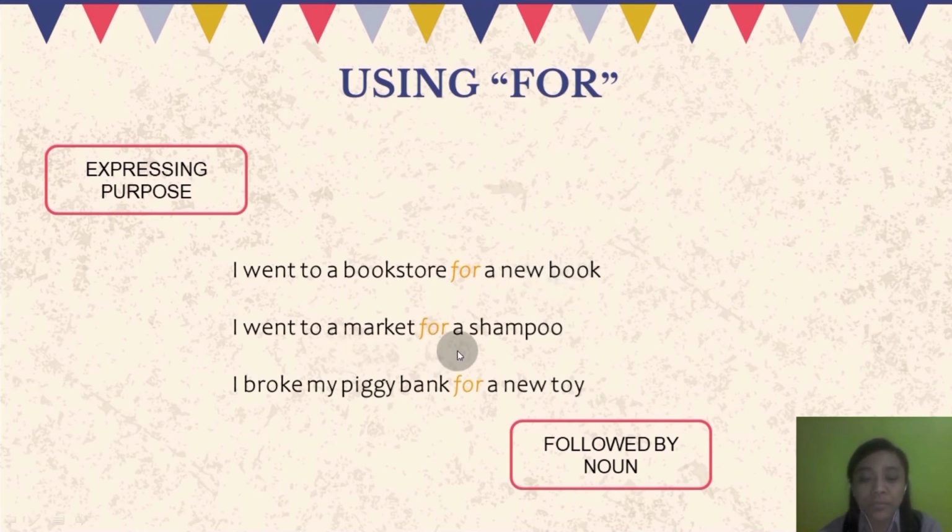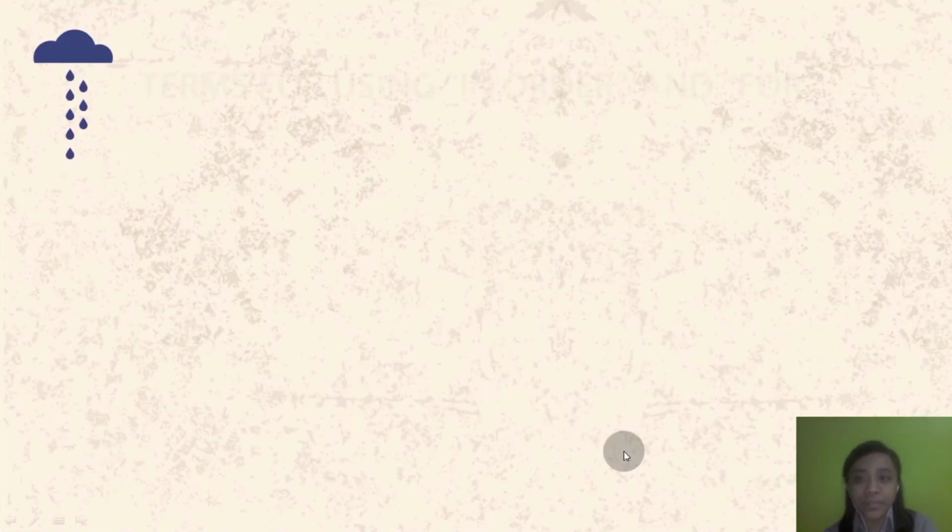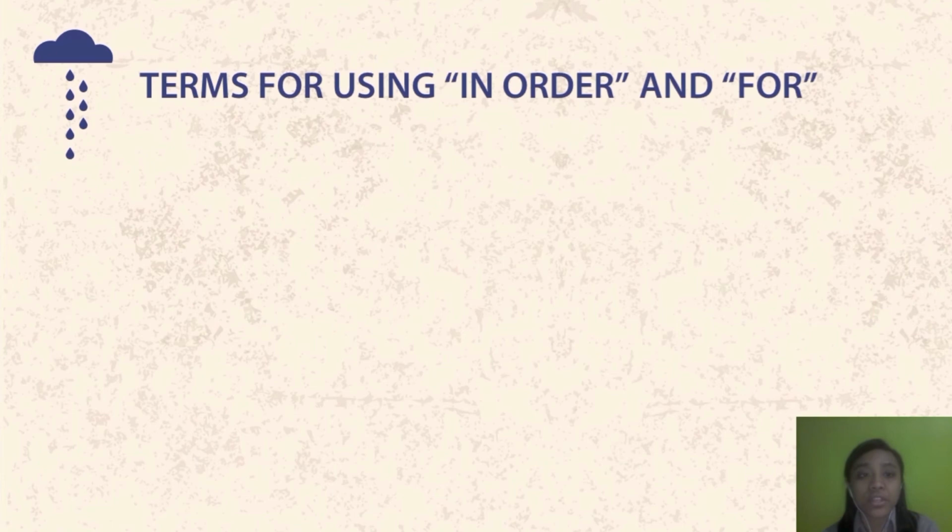I went to a market for a shampoo. I broke my piggy bank for a new toy. Book, shampoo, and new toy are nouns. Next, the rules for using in order to and for.